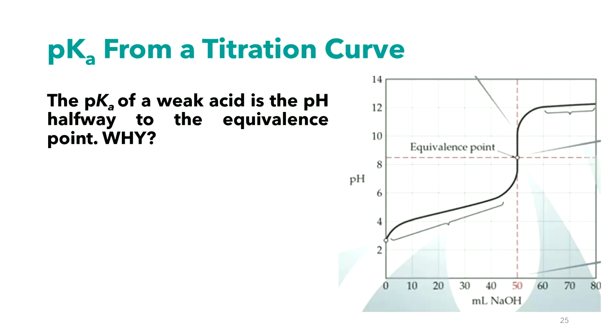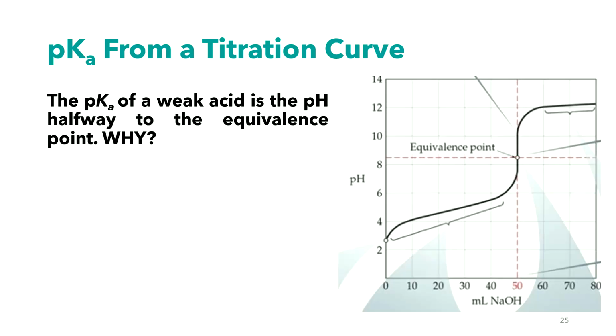The last thing, I promised that we would be able to read some of this equilibrium information off of these graphs. So that we can do that, we just make the statement: the pKa of a weak acid is the pH at the halfway point to the equivalence point.